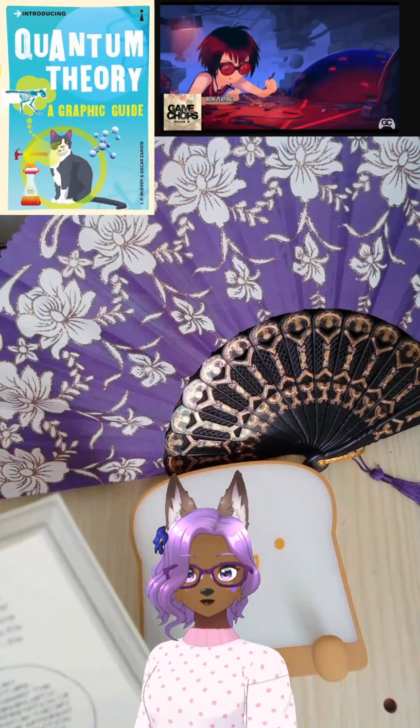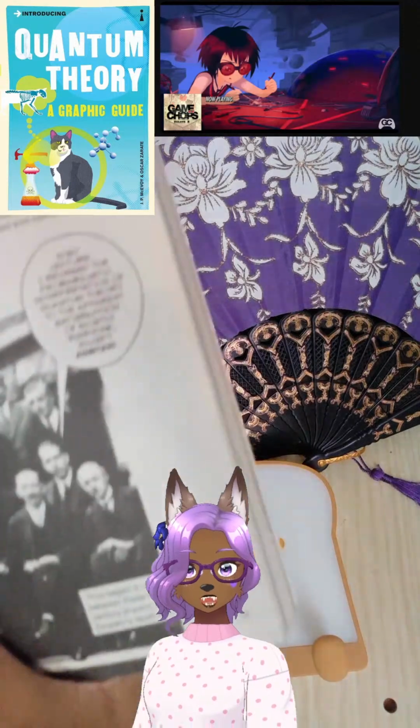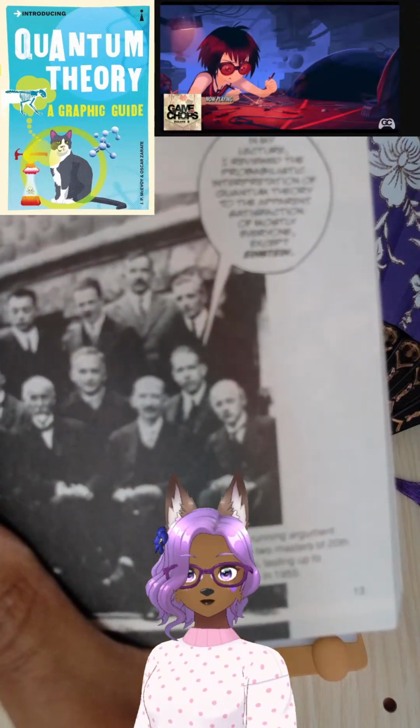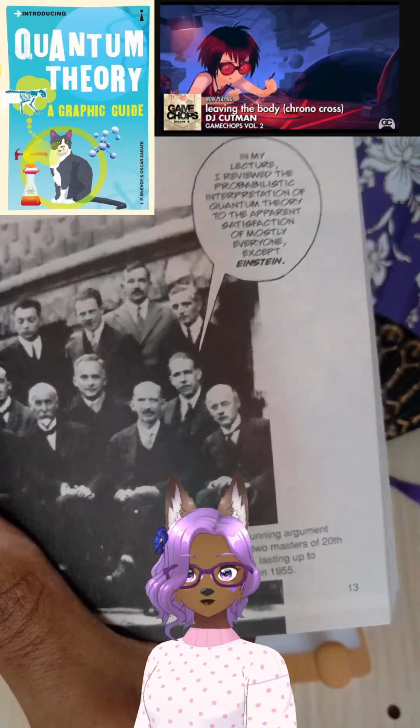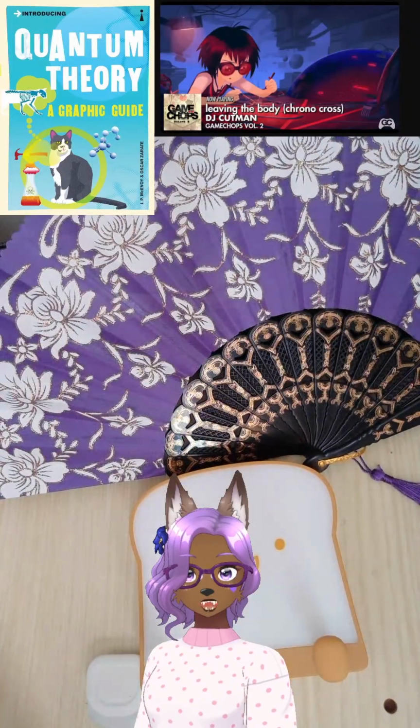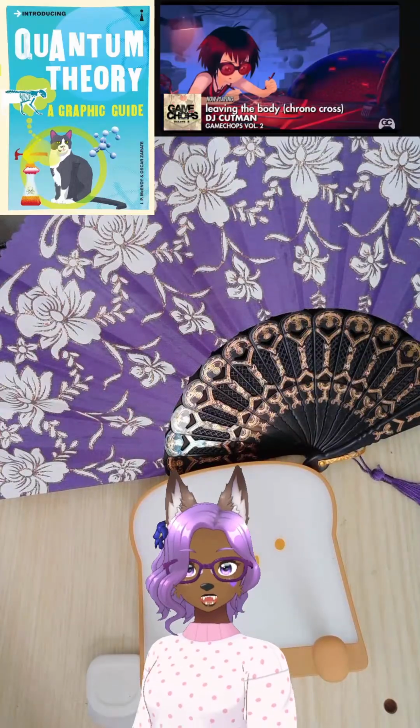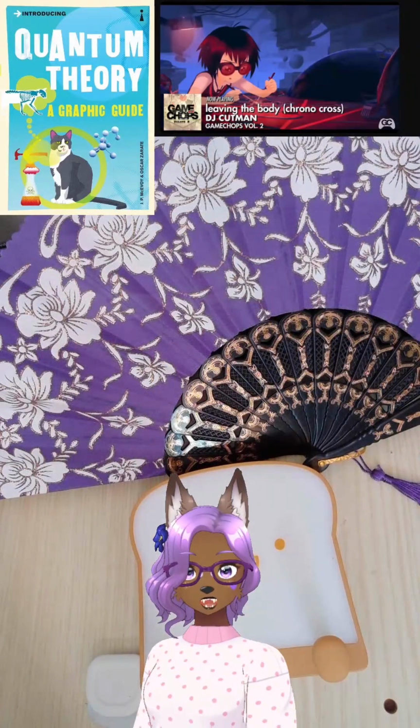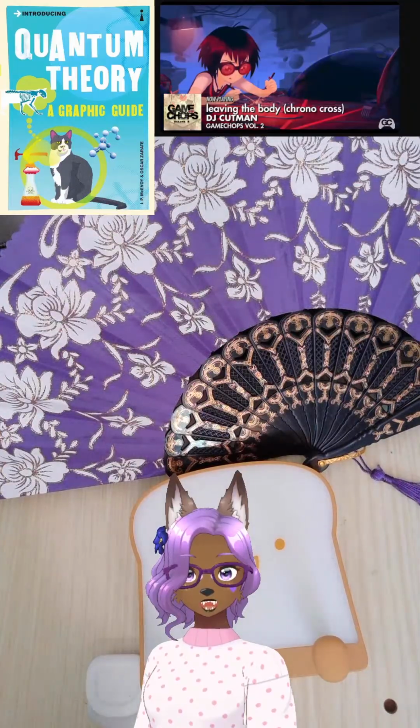Alright, so we've got, is that Niels Bohr on the right there, then? Ooh, there we go. In my lecture, I reviewed the probabilistic interpretation of quantum theory to the apparent satisfaction of mostly everyone except Einstein. Thus began a running argument between these two masters of 20th century physics, lasting up to Einstein's death in 1955. Well, they never agreed up until he died. And then there's no more agreeing after that.